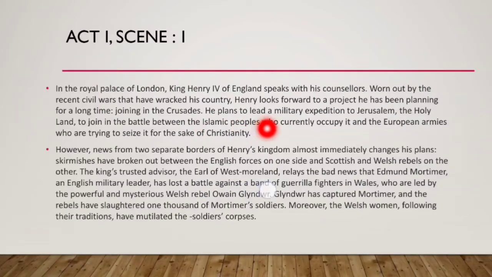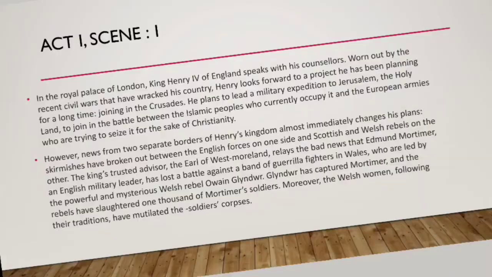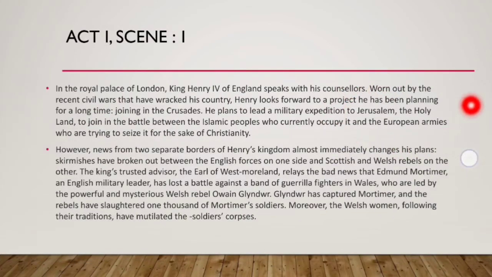He plans to lead a military expedition to Jerusalem, the Holy Land, to join in battle against the Islamic people who currently occupy it. King Henry IV wants to take part in the noble battle and occupy Jerusalem. He wishes to help the European enemies and seize Jerusalem for the sake of Christianity, be a part of the European armies, and fight the Holy War.